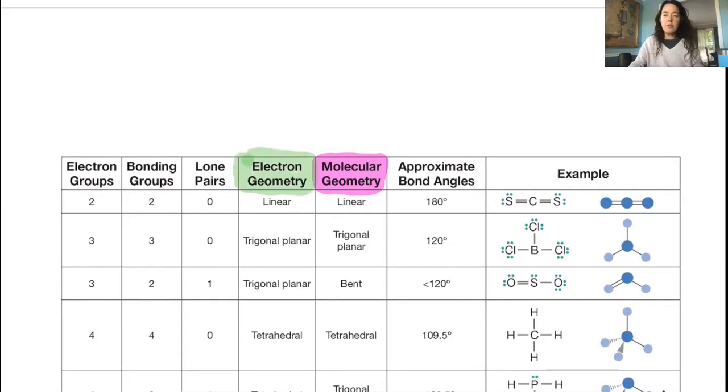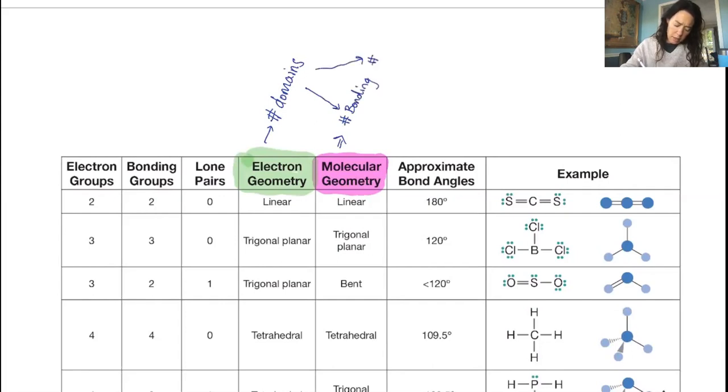So let's talk about what the difference is. The electron geometry is determined by the number of domains, and you should be writing this down. The molecular geometry is determined by, within those domains, how many are bonding, and I'll go over this in a minute, and how many are non-bonding. Number bonding versus number non-bonding, okay?